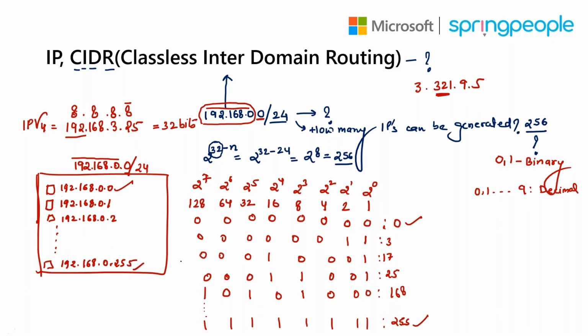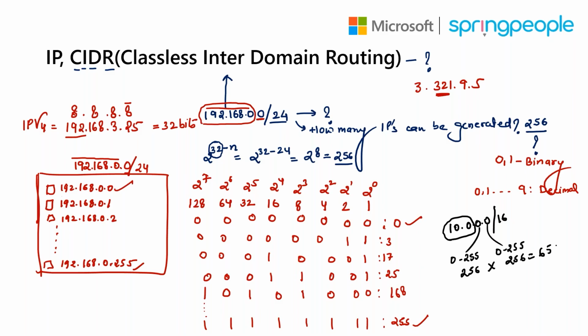Let's say you have a CIDR 10.0.0.0/16. What is this? The first 16 bits will be blocked, which means all the devices are going to get an IP where 10.0 is fixed. The third octet can change, the fourth octet can change. Each can change from 0 to 255, so 256 each. So the total combination will be 256 into 256.